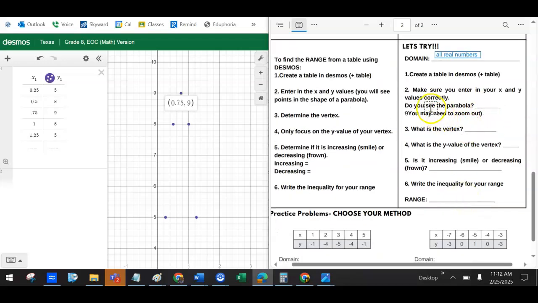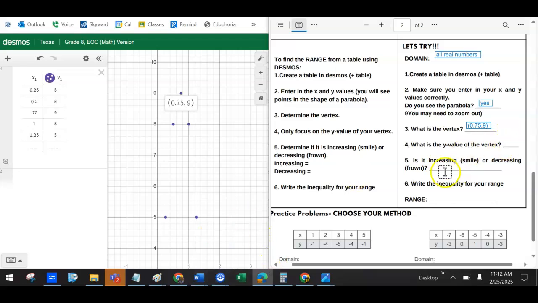Okay. Do you see the parabola shape? Again, if you follow those points, yes, we see the parabola shape. The vertex at the top is (0.75, 9). Now you tell me, from that vertex, is it going up or down? From that maximum vertex, it's going down, down, down.